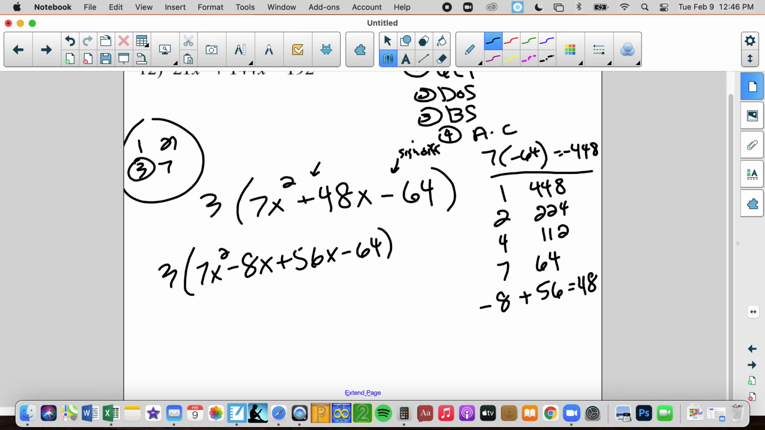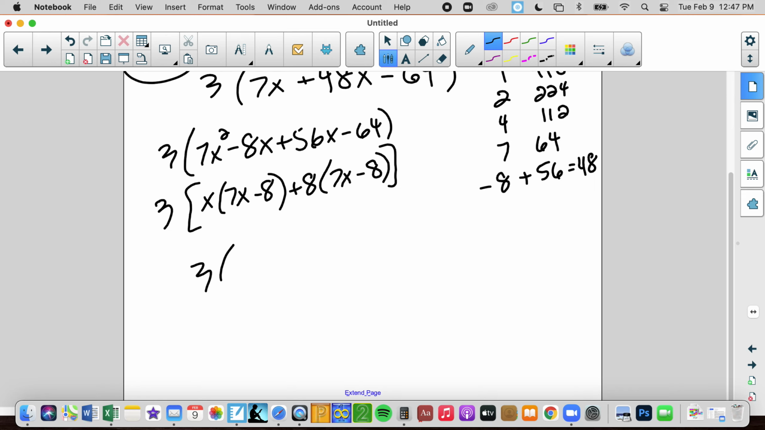All right, we're going to factor by grouping. So I'm going to factor out an x, and I get 7x minus 8. 56 and 64, I think 8, yeah. So I'm going to factor out a positive 8, and I get 7x minus 8. So my answer is going to be 3 times the quantity 7x minus 8, times the quantity x plus 8.